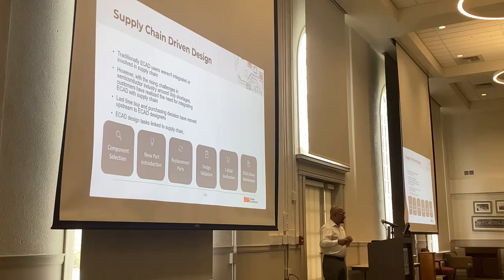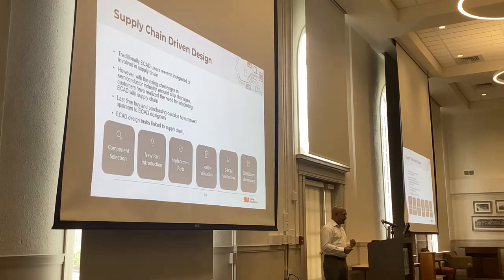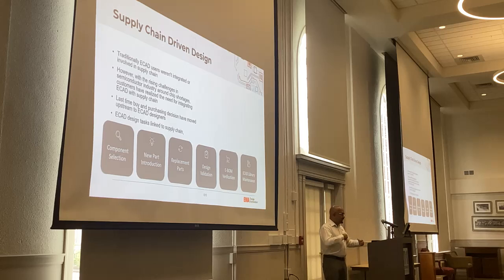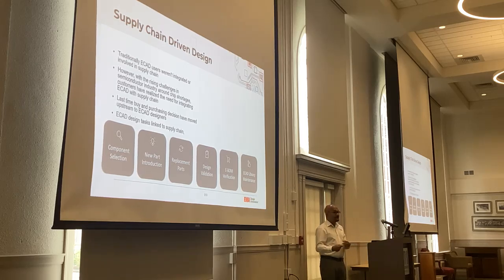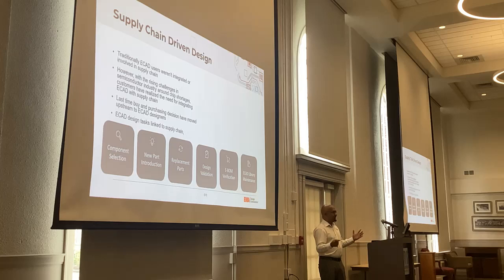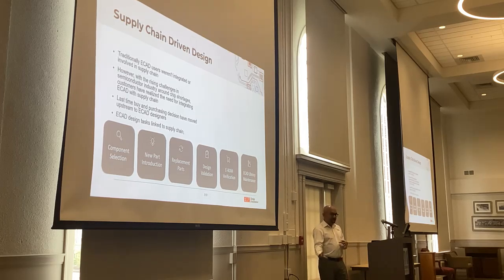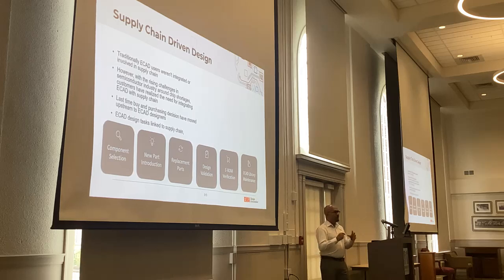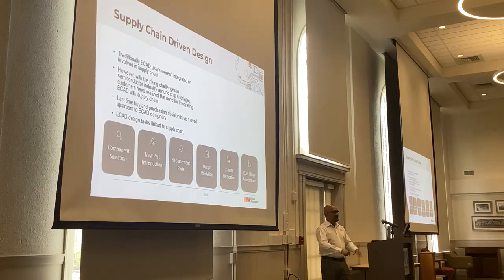So what are the different tasks linked to supply chain? Obviously, when you select a component for your design, you want to look at supply chain parameters. Then you introduce a new part, you want to make sure it's ready, it's good supply chain. Replacement parts, when you want to replace a part, or when you validate your design. So that's huge, right? You created your design, you want to be able to validate it against supply chain information. When you generate a bill of material, you want to validate it. And overall, when you set up a CAD library, you want to make sure that it's kept up to date with supply chain data.